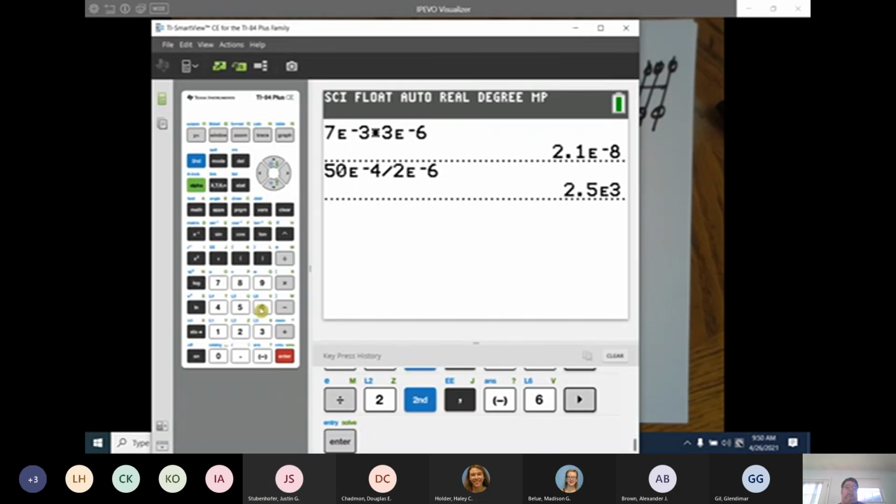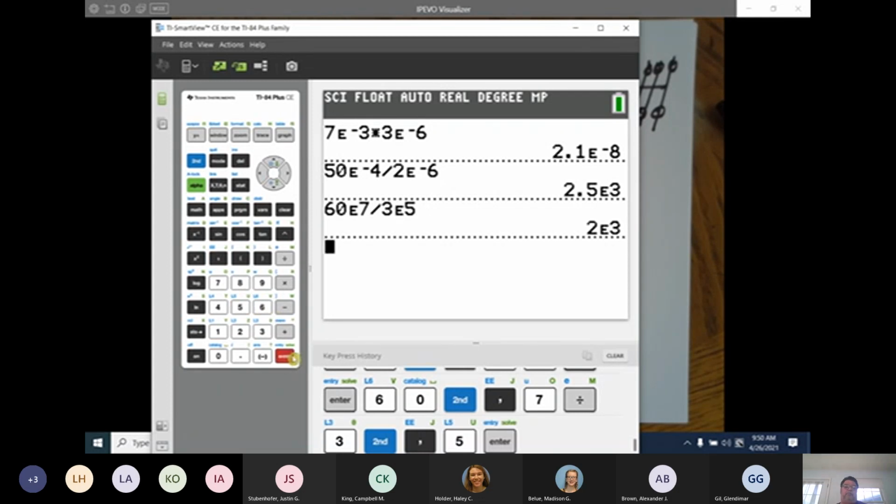So 60 EE 7th divided by 3 second EE 5. 2 times 10 to the third power, which is 2,000.